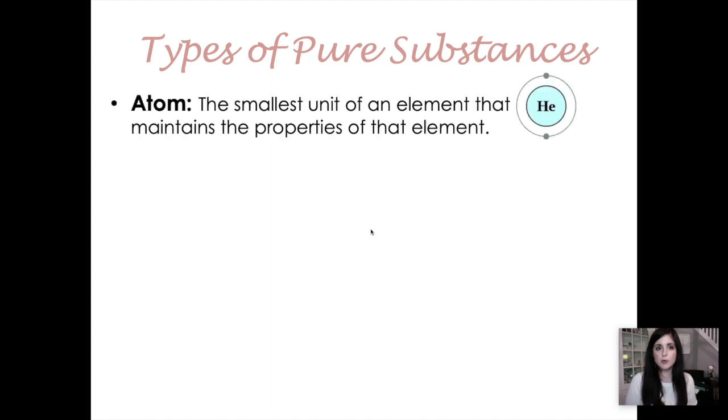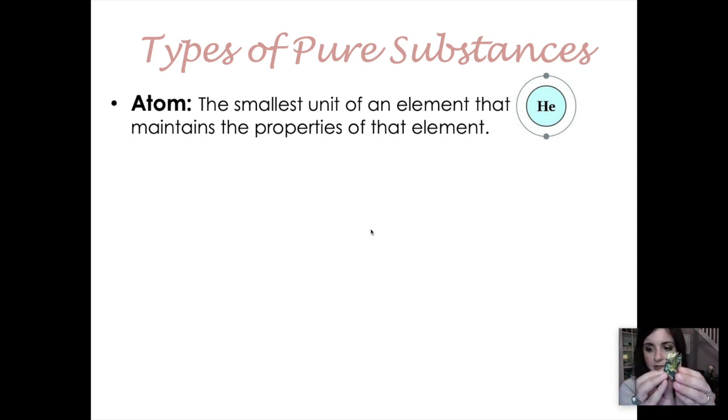So one type of pure substance is an atom, and that's when you have the smallest unit of an element that maintains the properties of that element. So it's as small as you can get, but it has the properties of that element. I actually have a pure substance atom or element in this case. If it's an atom, it has to be just one element because they're all the same. And I have bismuth, which is number 83, I think, on the periodic table.